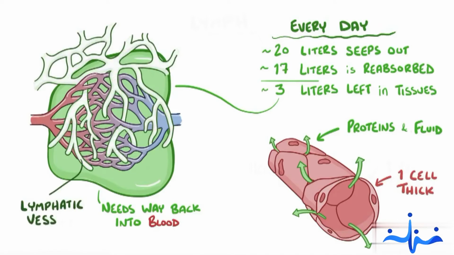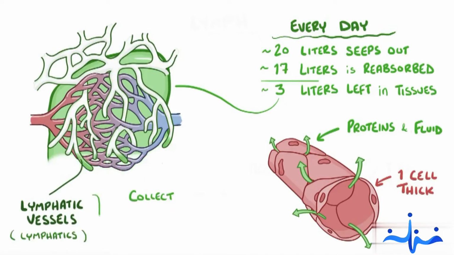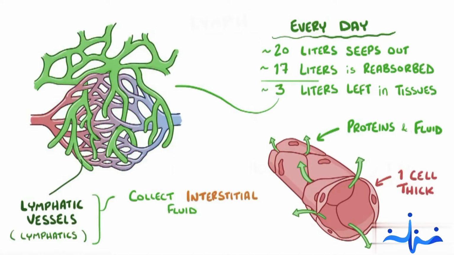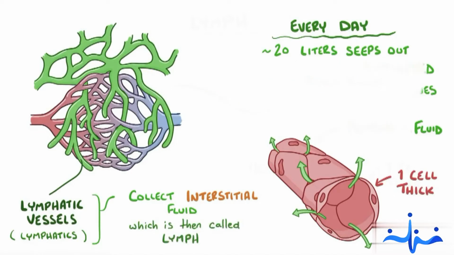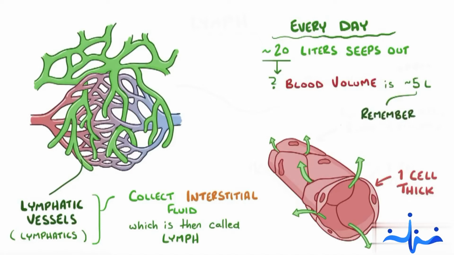That's where the lymphatic vessels, or just lymphatics, come into play. They collect excess interstitial fluid and return it to the blood. Once the interstitial fluid is in the lymphatic vessels, it's called lymph. You might be wondering how there can be 20 liters of fluid seeping out each day if the blood volume is only 5 liters. Well, remember that the 5 liters is constantly in motion, and that it gets recycled over and over every single day.